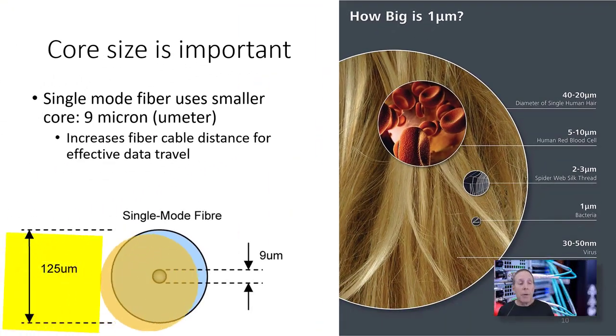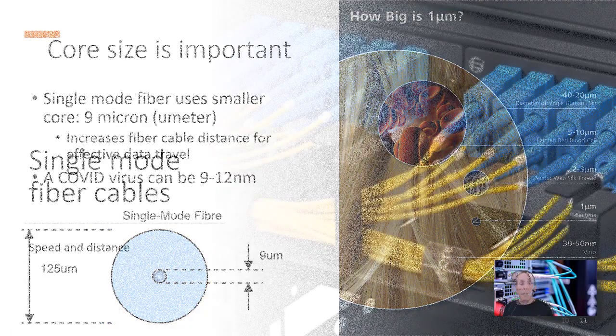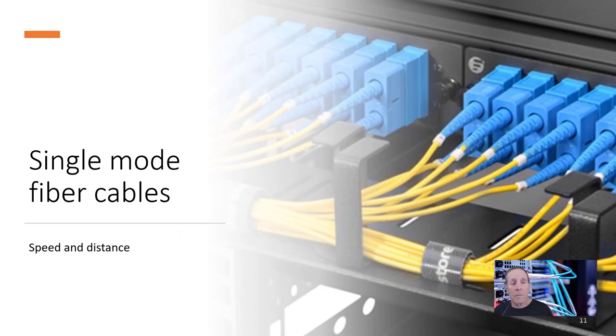Keep in mind the cladding around that 9 micrometer core is still 125 micrometers. When we talk about single mode fiber cables, we're talking about speed and distance. Keep in mind though, the cost for these cables, connectors, and systems are more expensive.